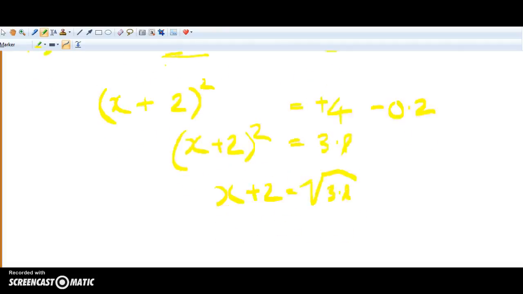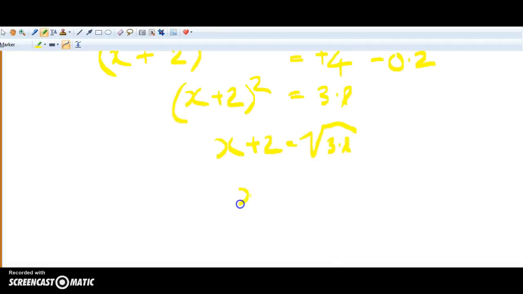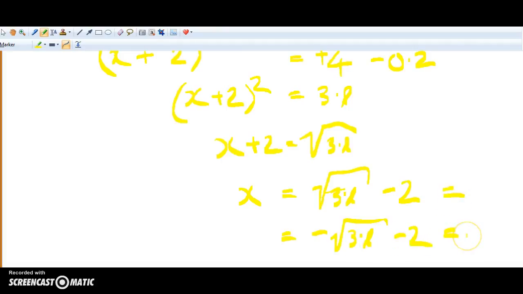I'll leave it as a surd for a moment, and the two solutions are going to be x equals square root of 3.8 minus 2, but also the negative solution, negative square root of 3.8 minus 2. Okay, and you can use your calculator to work out those two numbers. And that's it. Have a go at some of those, and come to class on Friday with what you think the answers are.